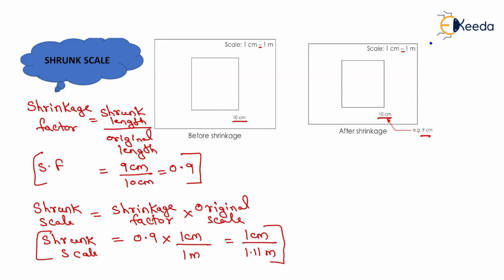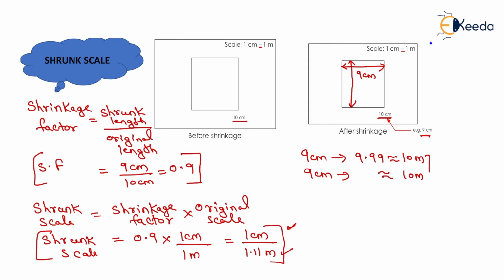After shrinkage, we measure this distance and it comes as 9 centimeter, and we measure this distance also and it comes as 9 centimeter. So we convert these distances using the new scale, that is the shrunk scale. Now 1 centimeter on paper represents 1.11 meter on ground. So 9 centimeter on paper represents 9.99 meter, that is approximately 10 meter on ground. Similarly, 9 centimeter equals 10 meter on ground.